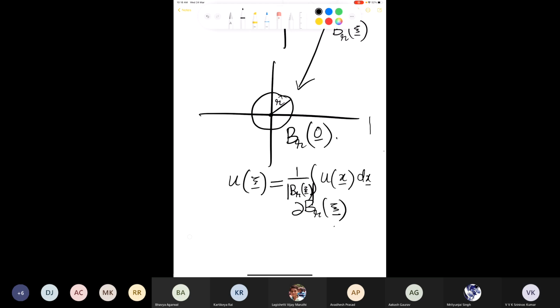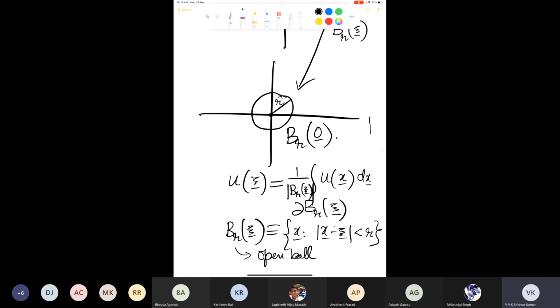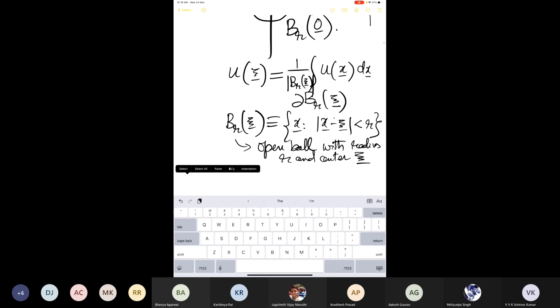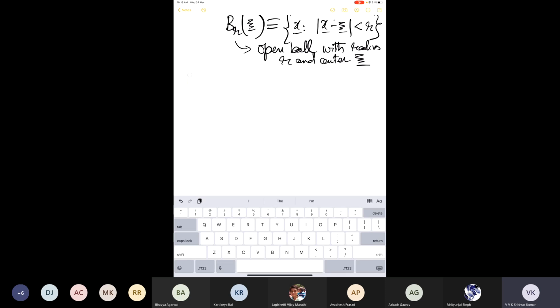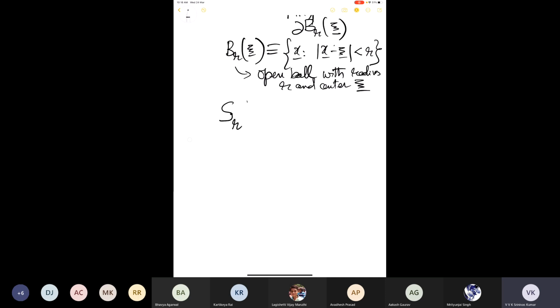In particular, what is the definition of the ball? It is the set of all points x such that the distance of x from xi is less than r. It's an open ball with radius r and center xi. The boundary of this ball, I am denoting it as SR. It is all points x such that the distance equals r. So this is nothing but the boundary of the ball.